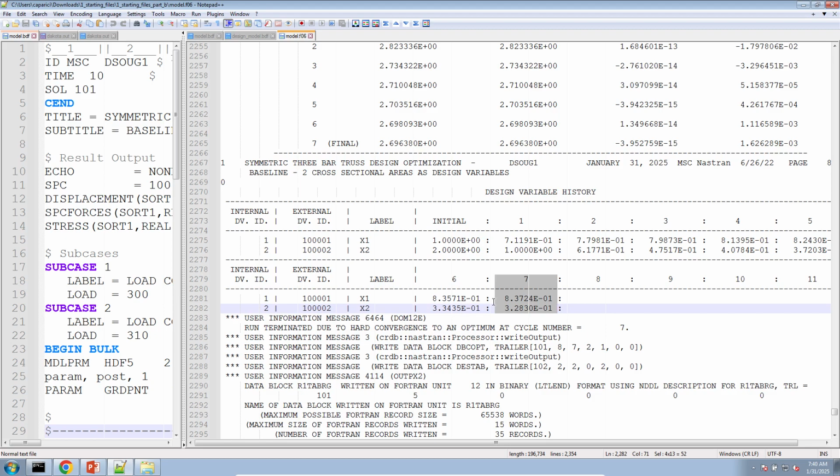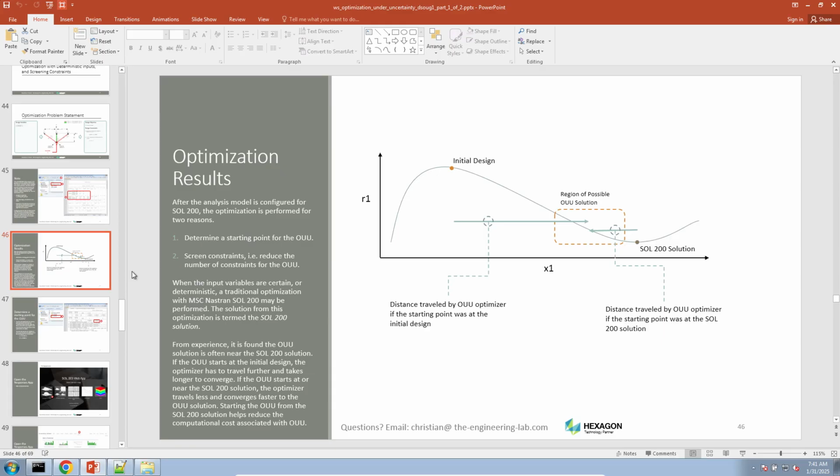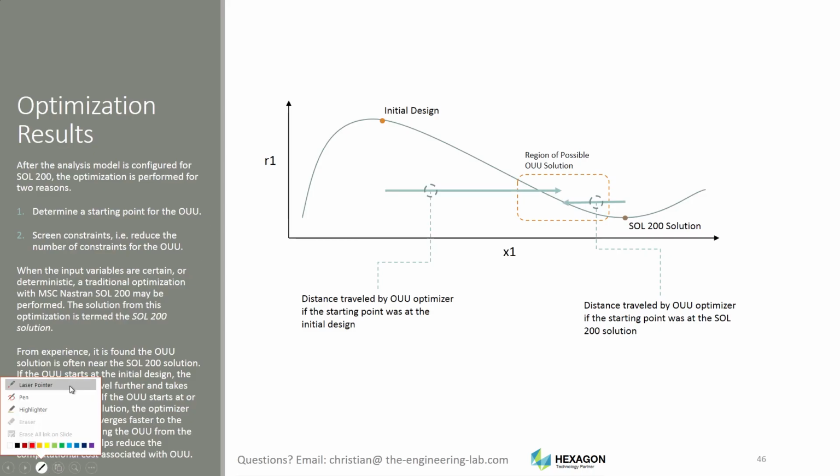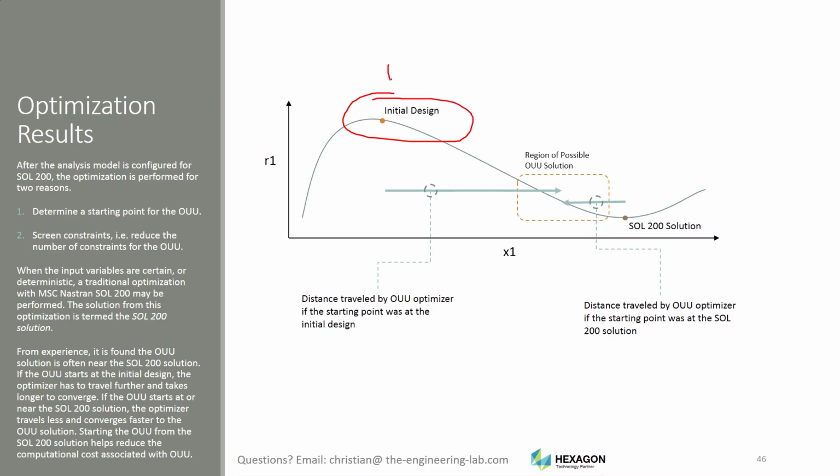We get the cross-section areas. These two values are going to be the starting point for the OUU. Here in the initial column are the original values of the cross-section areas. If you go back to this diagram, the initial values of 1 and 2 are here. And then the SOL 200 solution, I think it's 0.83 and 0.3. I forget exactly what the values are, but just know that's the difference here. We perform a SOL 200 solution to get this solution. This is going to be the starting point for the OUU.